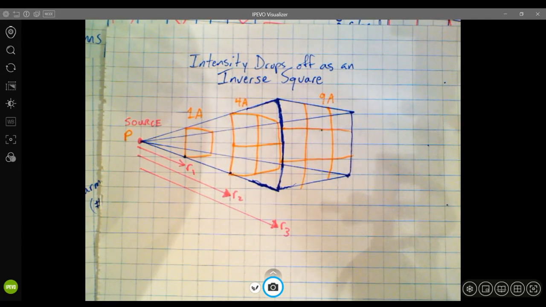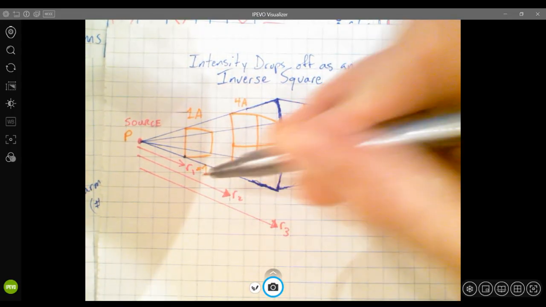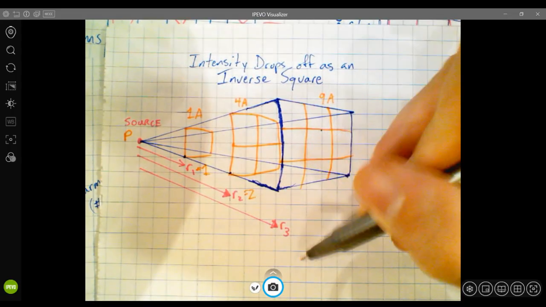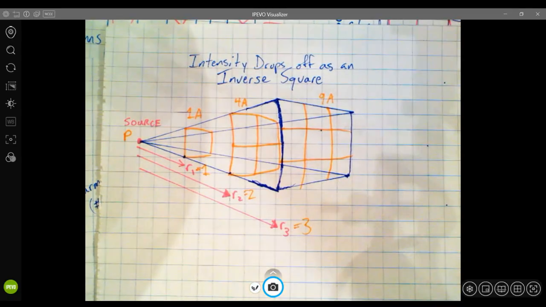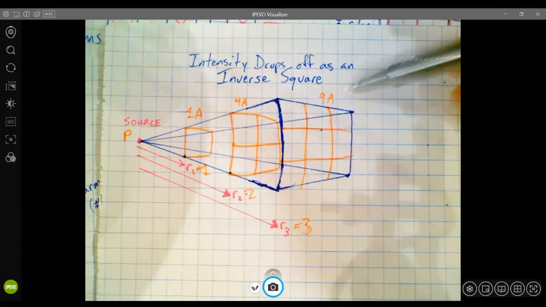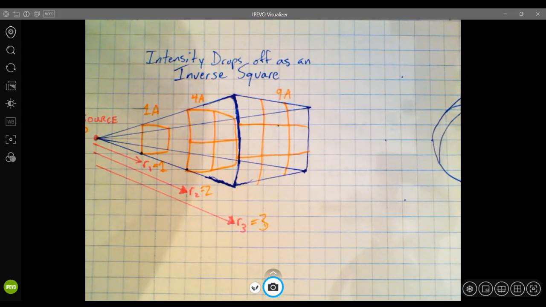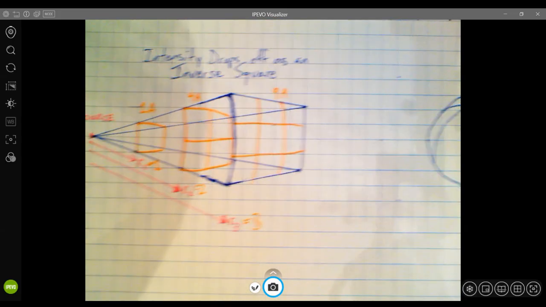And so what we're saying here is that there's a relationship: if this is 1 unit, this is 2 units, and this is 3 units of distance away, notice 1 squared is 1, 2 squared is 4, 3 squared is 9. We have an inverse square drop-off of energy intensity. This energy is spreading out over an ever-increasing area.